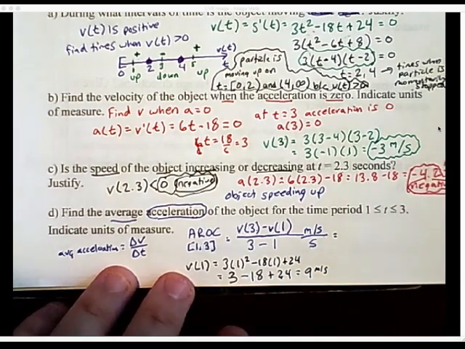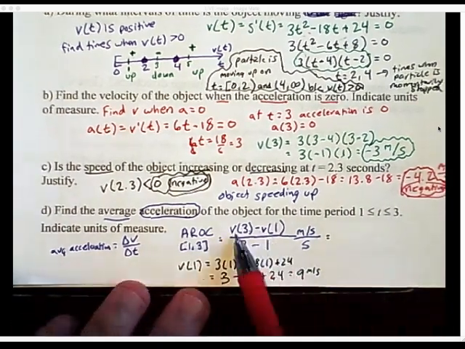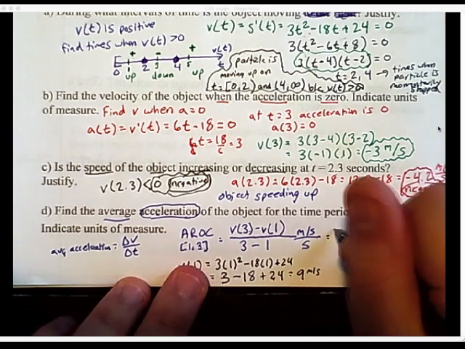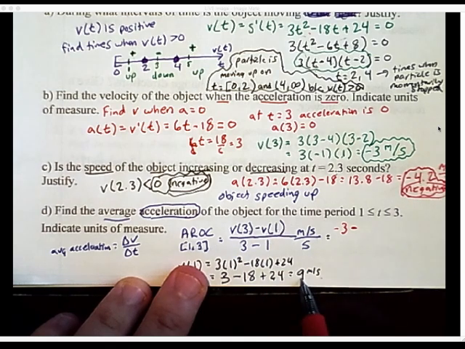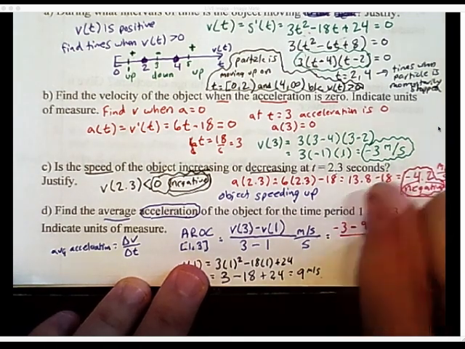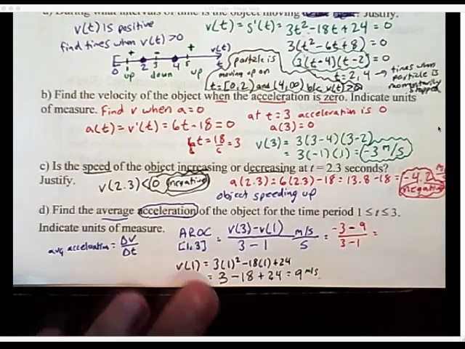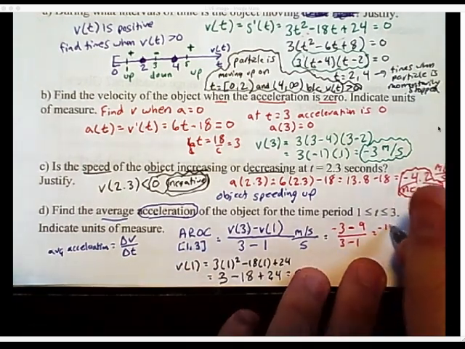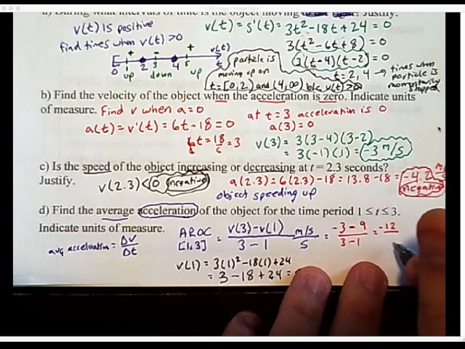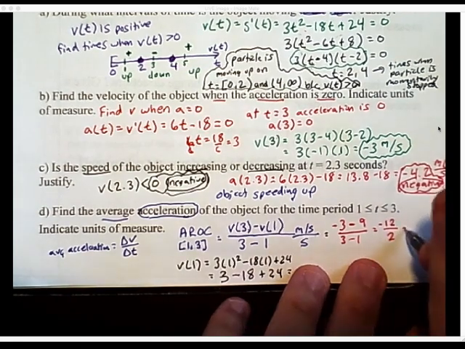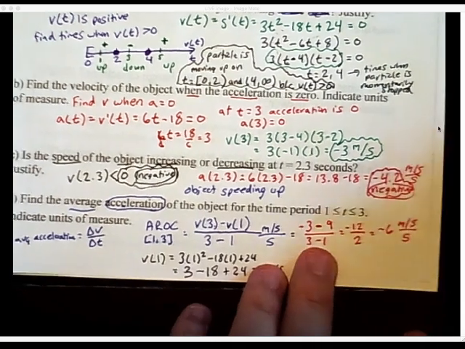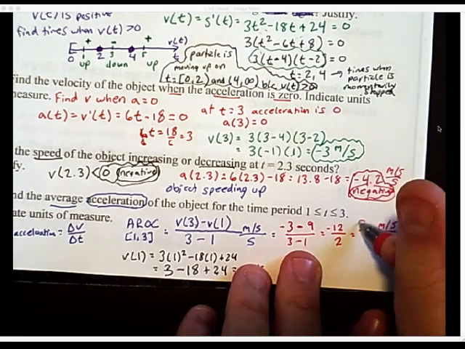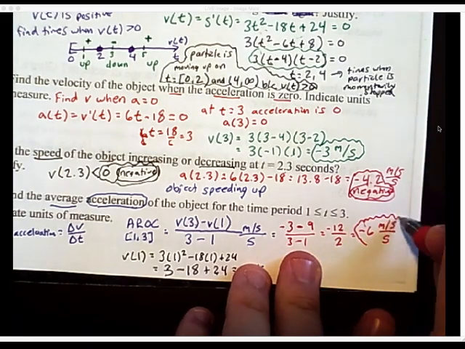So now let's plug in all these numbers. V of 3 was negative 3, minus v of 1, which we just found was 9, all over 3 minus 1. Negative 3 minus 9 is negative 12. 3 minus 1 is 2. Negative 12 divided by 2 is negative 6 meters per second per second. That is the average acceleration between time 1 and time 3.